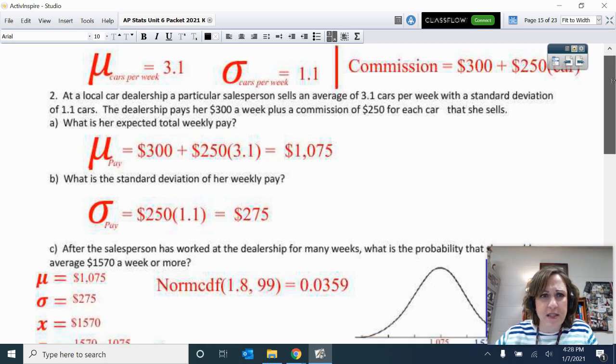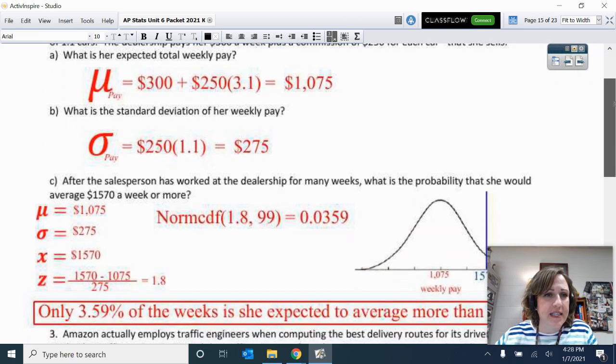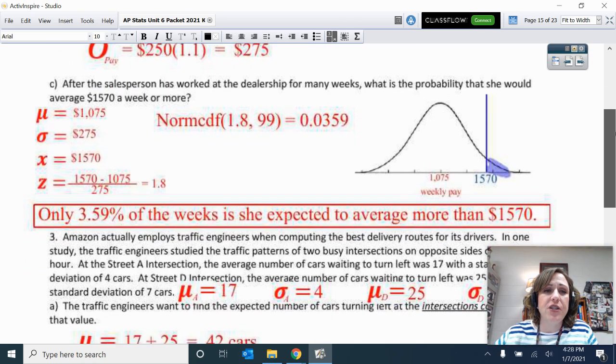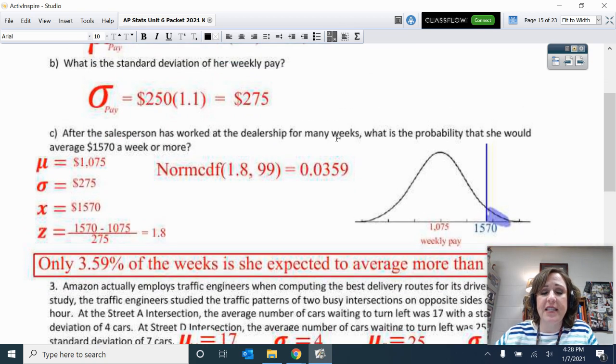All right. Is this a person? Oh, it is. She is selling. Okay. So now, after the salesperson has worked at the dealership for many, many weeks, what's the probability that she would average 1570 a week or more?